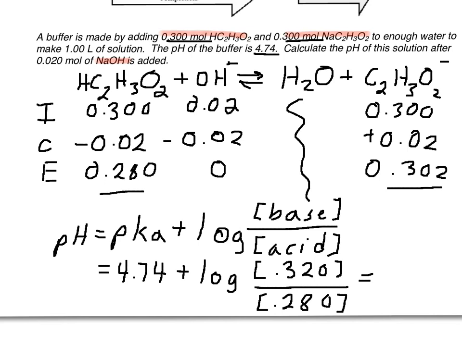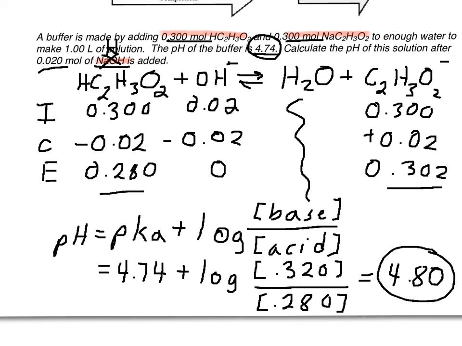Something that's interesting about this is we started with a pH of 4.74. We added 0.02 moles of NaOH, and our pH went up by 0.06. If you add 0.02 moles of HCl, it'll go down by the exact same amount. It'll go down by 0.06.